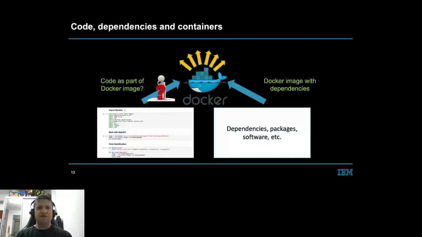First of all, you have a Docker image and you have your code, your software, and dependencies. Obviously you take dependencies, packages, and software, and you may pack them into a Docker image. But then you also have your code. Sometimes you don't want to pack your code into the Docker image because it might be sensitive information. It may be non-open source code. It may be some other details that you don't want to expose.